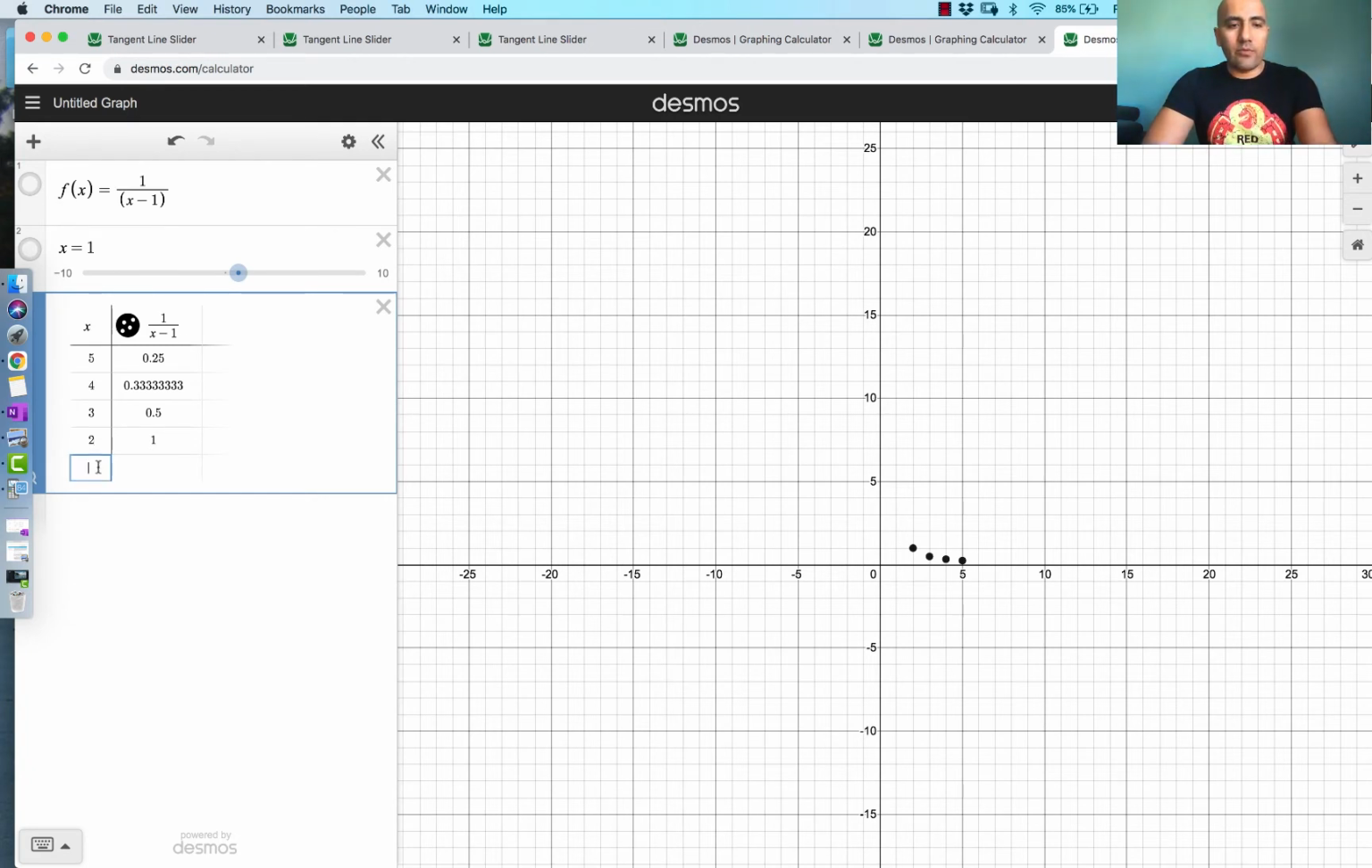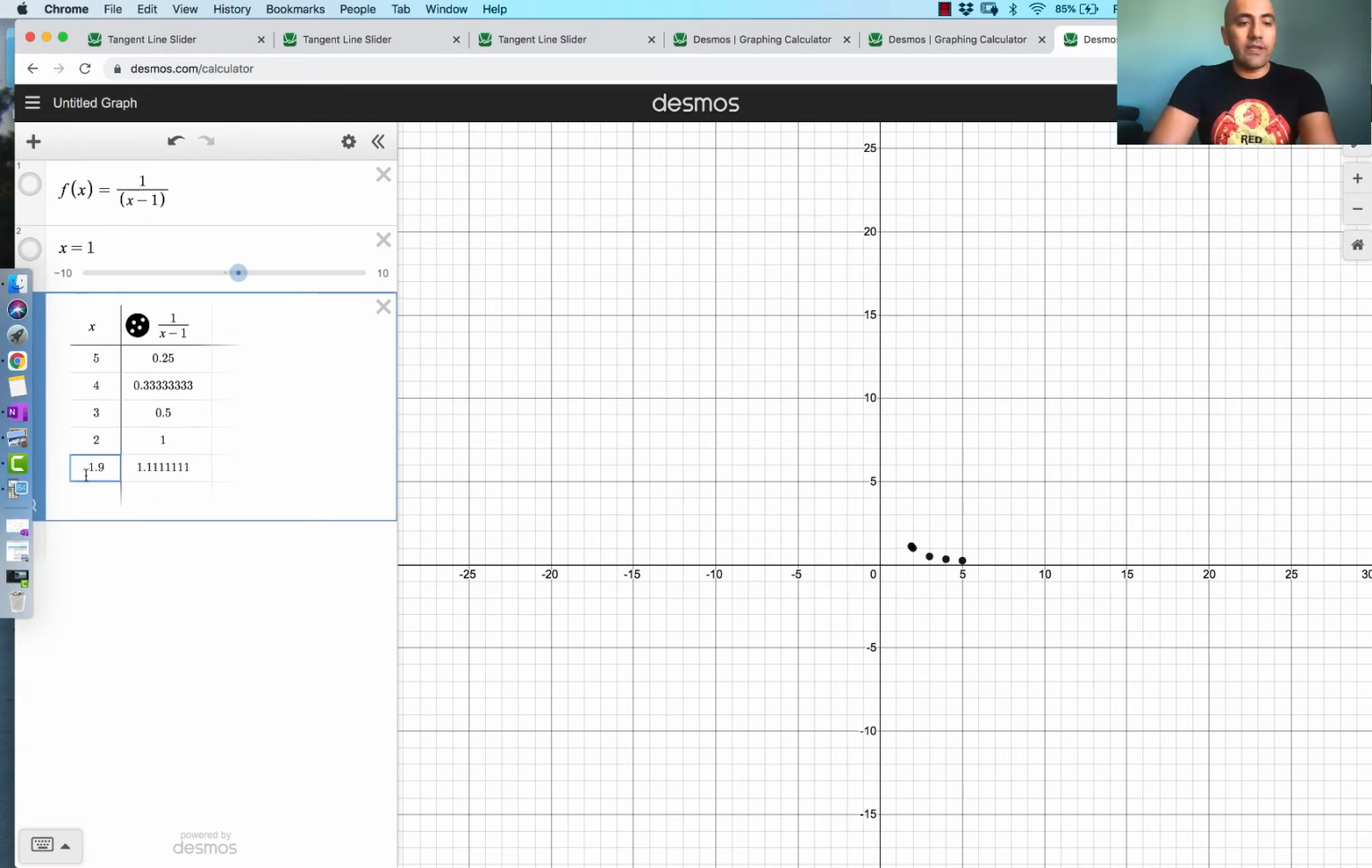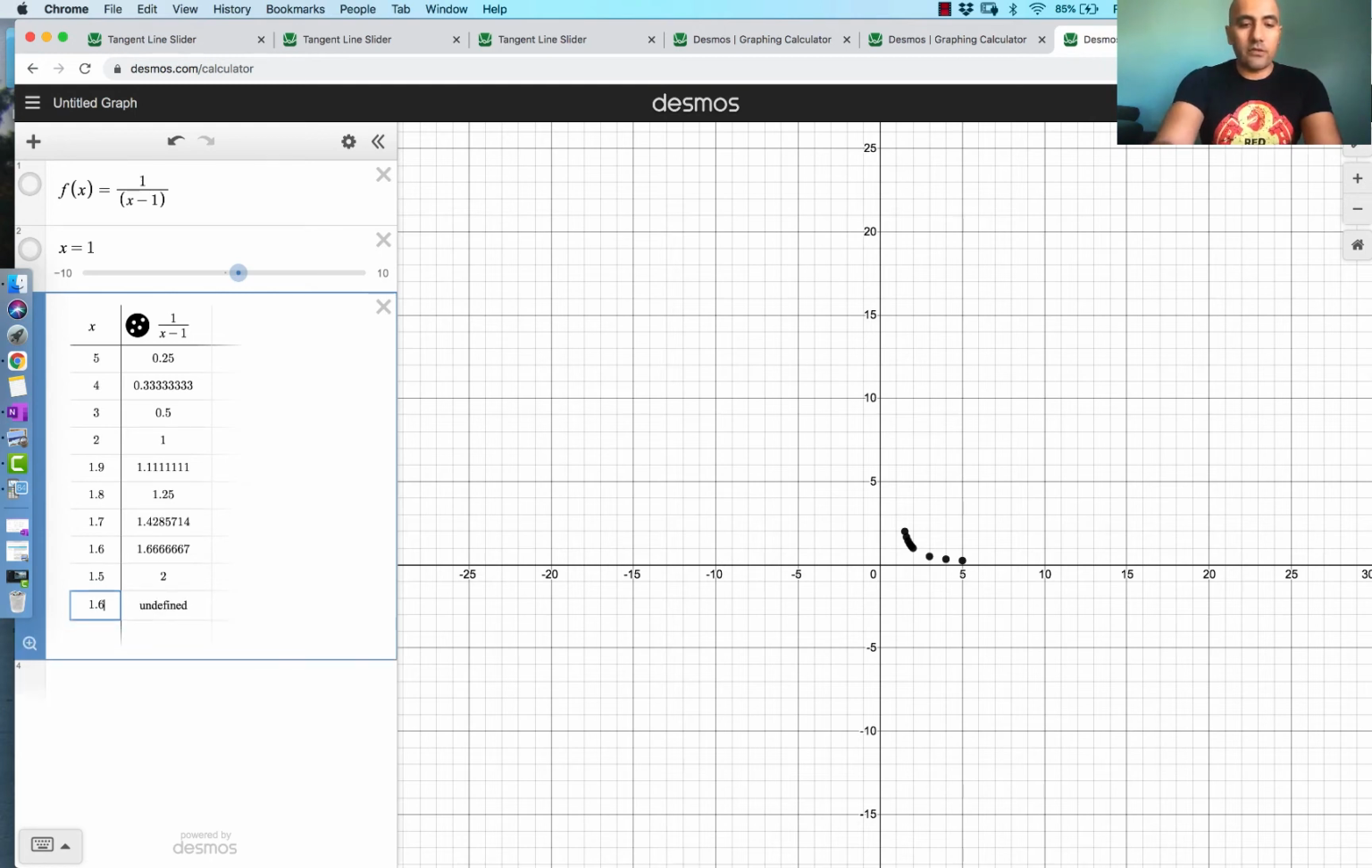Again, remember, if we put a 1 there, we get an error, an undefined. 1 over 1 minus 1 is 1 over 0, it's undefined. So we don't want to do that. But we want to get close to 1. So how about 1.9? 1.9 will lead to 1.11. That's going to be this little dot right over there. About 1.8. About 1.7. About 1.6. About 1.5. And we can start to see what's happening as the input values get closer and closer to 1, but always from the right-hand side, the output values are starting to get larger and larger and larger.